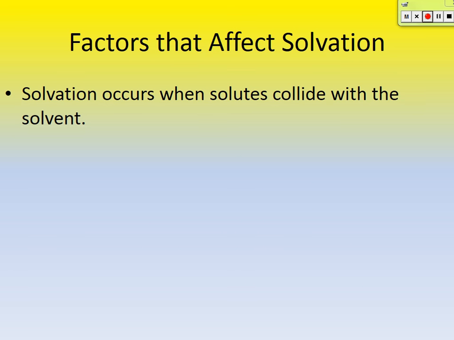Okay, let's talk for a second about factors that will affect solvation, factors that will affect how something is dissolved. Solvation occurs when solutes collide with the solvent. So these solid solutes collide with the solvent. We just got done with the Kool-Aid lab. The solute in Kool-Aid is the sugar. The solvent was water. So when something dissolves, it's when the solutes are colliding with the solvent. The sugar was just colliding with the water.